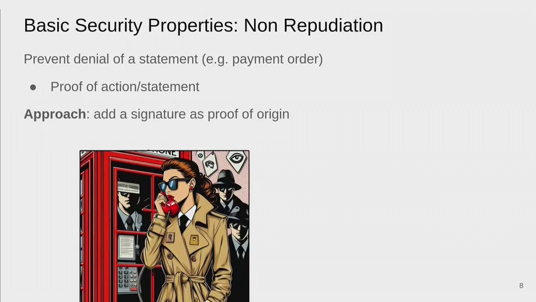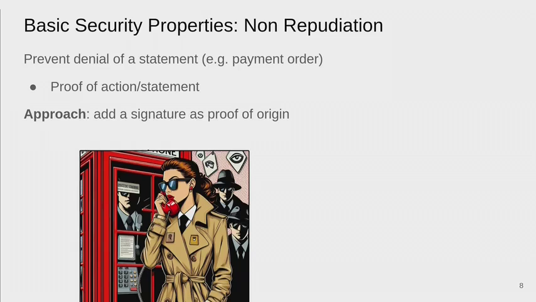Last but not least, non-repudiation, which means that it prevents the denial of a statement. For example, if you're sending money from your account to somebody else, you cannot claim that you've never sent them money and then send it to another party at the same time. After you have made the payment, there's a log somewhere on a ledger that says, hey, you have transferred 500 Swiss francs from X to Y. Right? So there's a proof of the action or proof of the statement.